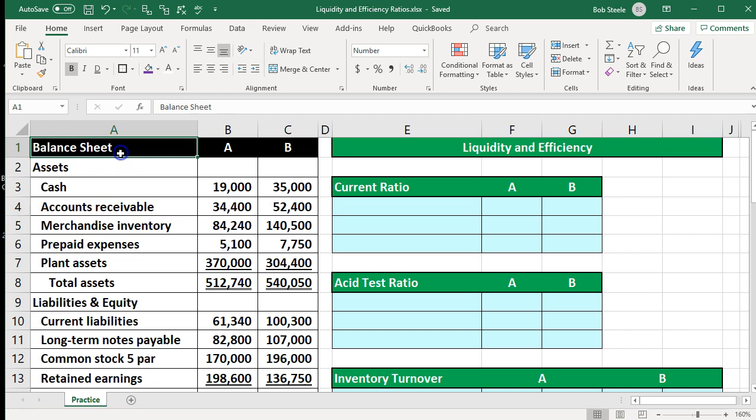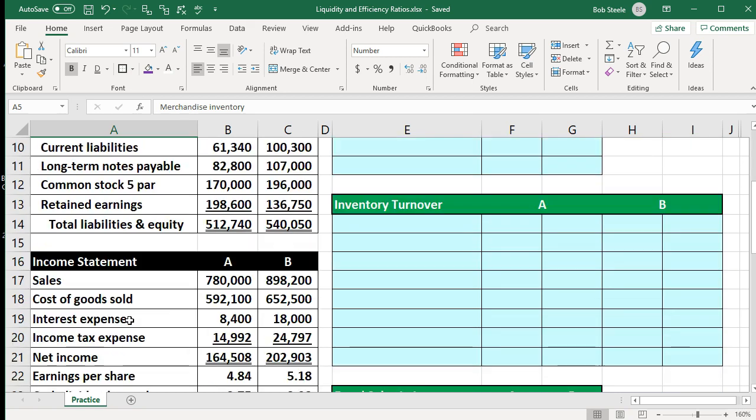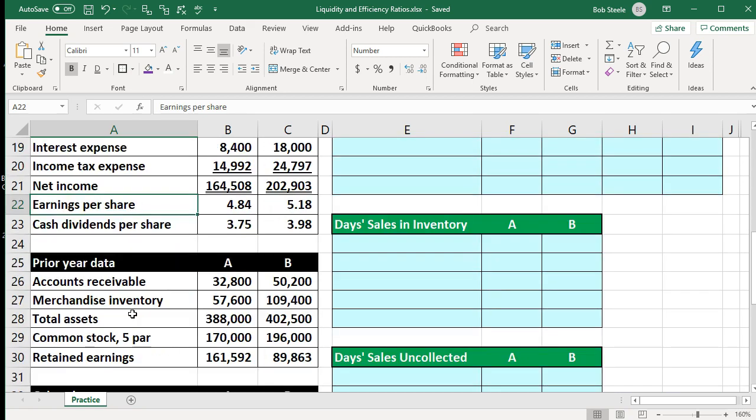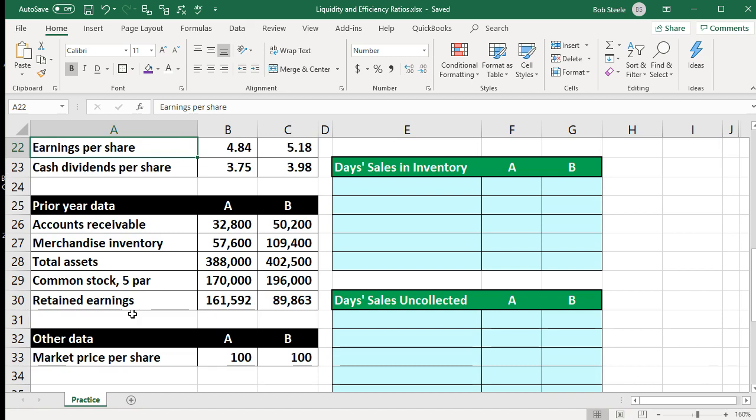What we have is our balance sheet. We've got the balance sheet for A and B. We're going to say that these are two separate companies, so we can look at two sets of numbers as we go through these ratios and do some comparison. And then we have the income statement as well. And then we're going to have some prior year data, which is going to be necessary for some of the ratios that we will be considering.